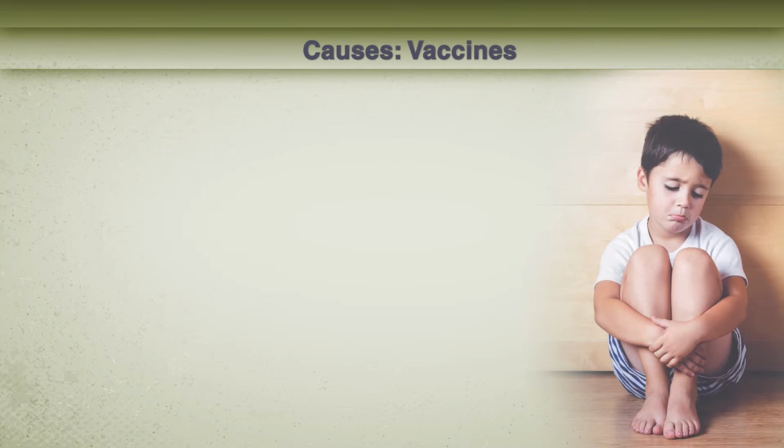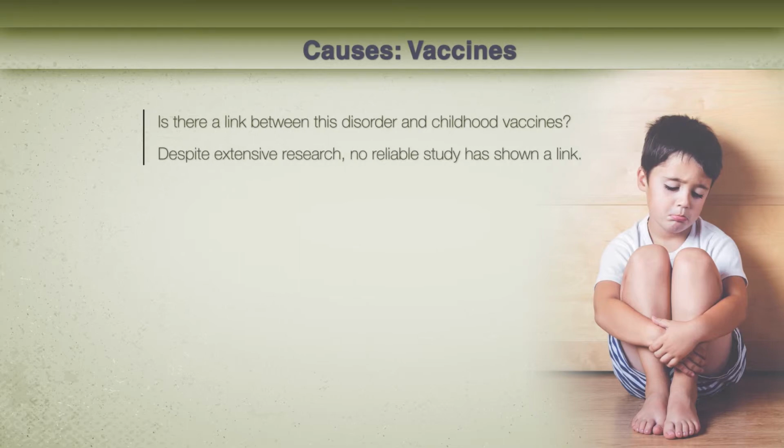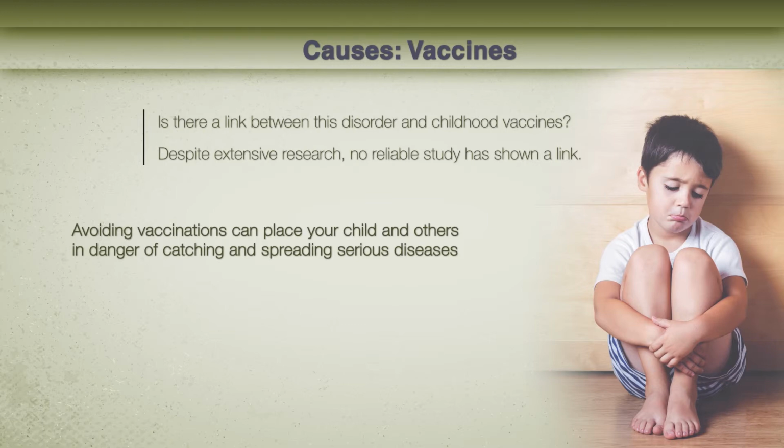One of the greatest controversies with ASD centers around whether or not there is a link between this disorder and childhood vaccines. Despite extensive research, no reliable study has shown such a link. In fact, the original study that ignited the debate years ago has been retracted due to poor design and questionable research methods. Avoiding childhood vaccinations can place your child and others in danger of catching and spreading serious diseases, including whooping cough and pertussis, measles, and mumps.